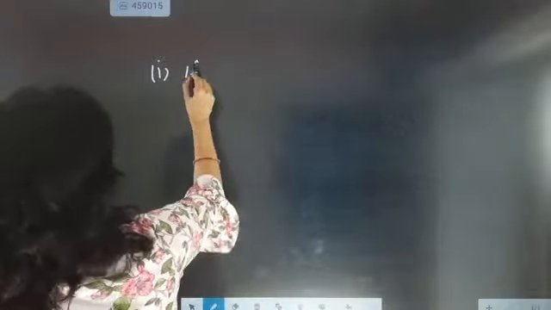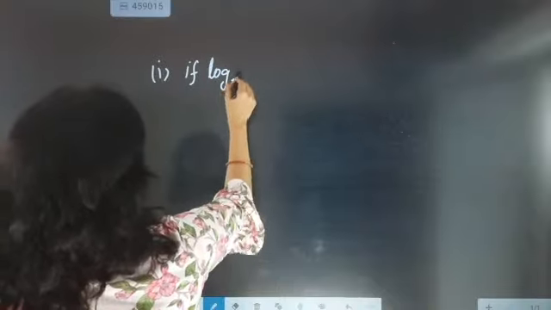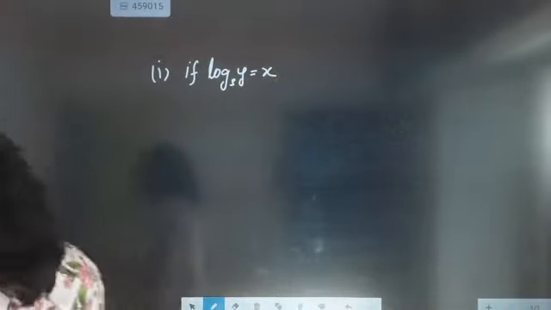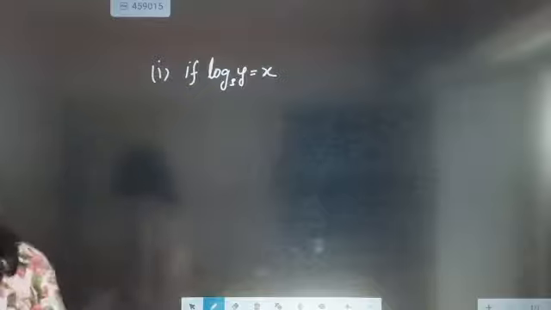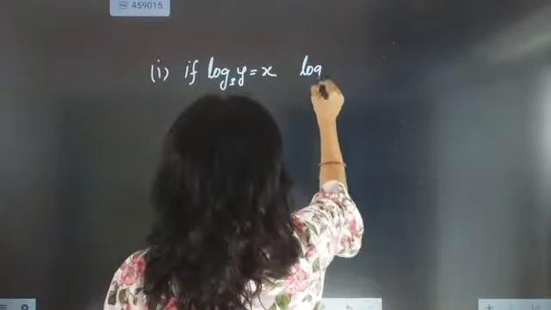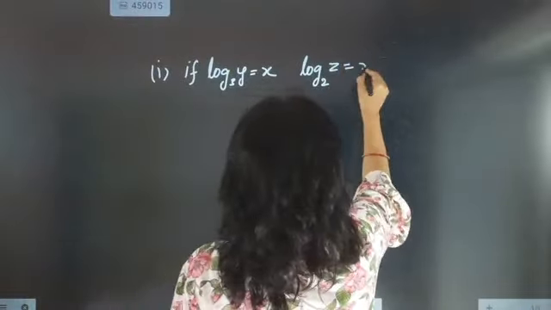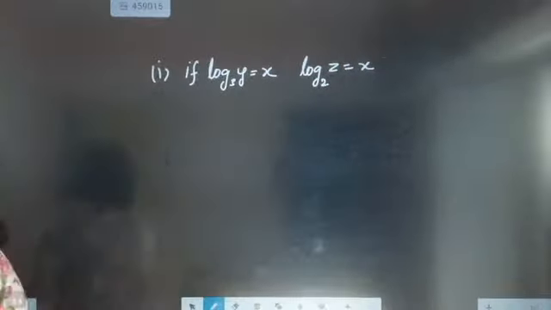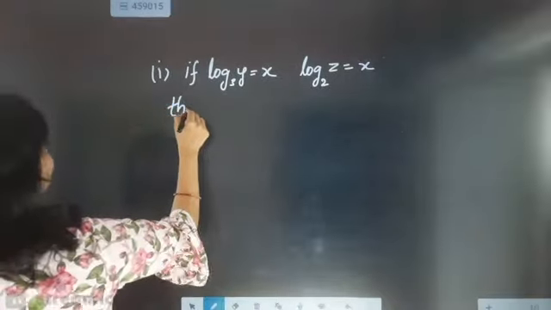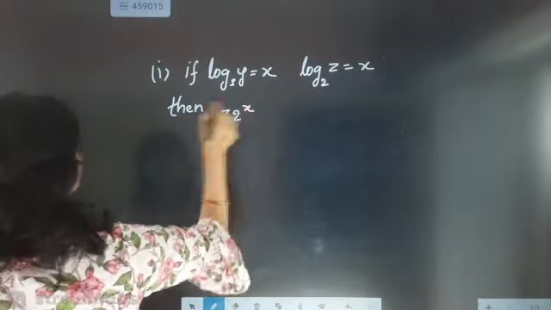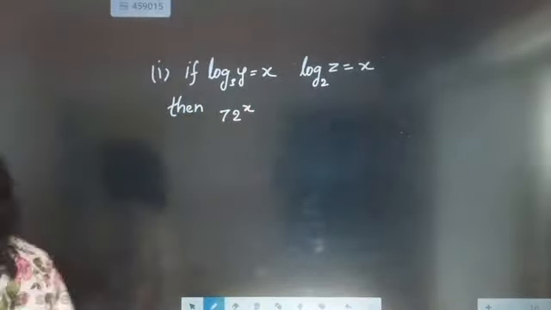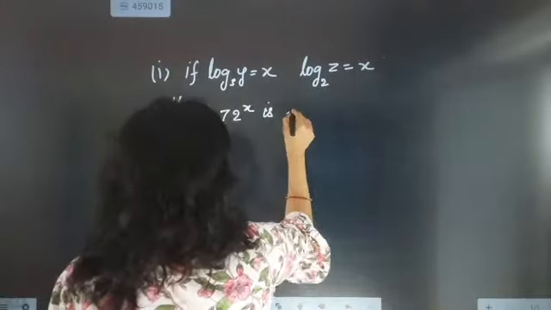Now the first question itself I am giving to you. Let's see how you are going to solve the question with the first property. Okay, now if log base 3, y equals x is given to you, and log base 2, z is equal to x, these two things are given to you, then 72 to the power x will be equal to what?